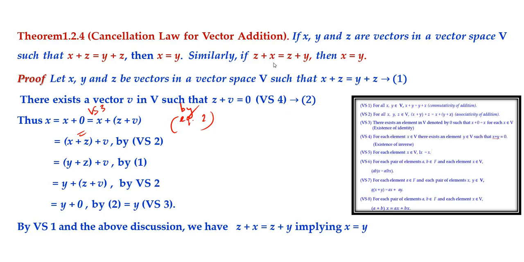Now the difference between this and this is, here you have x plus z, here you have z plus x. But by Vs1 commutativity, you can have this as x plus z equal to y plus z, but that already implies x equals y. So by Vs1 and the above discussion, we have this implying x equal to y.